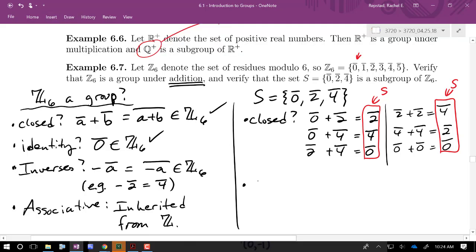And inverses. Actually, before we do that, one quick thing. It has the identity, and that needs no showing other than to say it, because clearly it's in the set. But now that we've mentioned the identity, we can find inverses. So the identity is always its own inverse. So what's the inverse of 2?